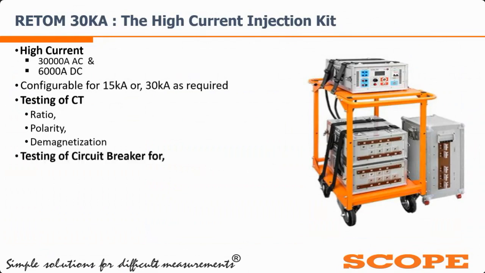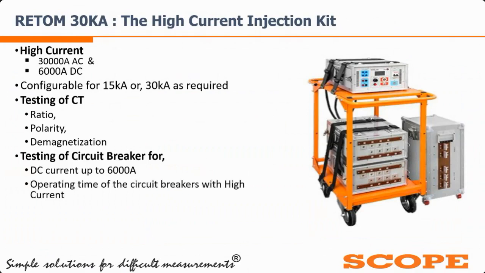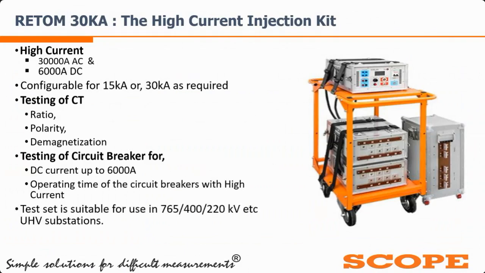Then what tests can we do on a circuit breaker? For DC applications, we require a DC current for testing a circuit breaker. In that case, we have provided DC current up to 6,000 ampere. Then we can measure the operating time of the circuit breaker with high current. So this instrument is suitable for 765, 400, 220 or 132 kV UHV substations as well.